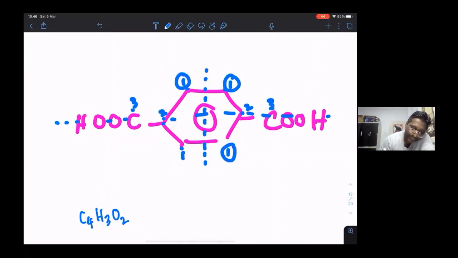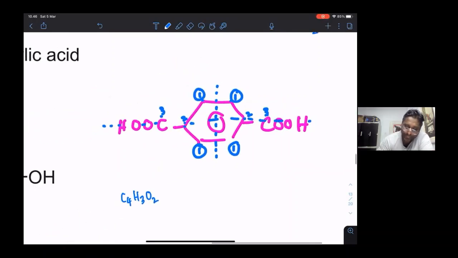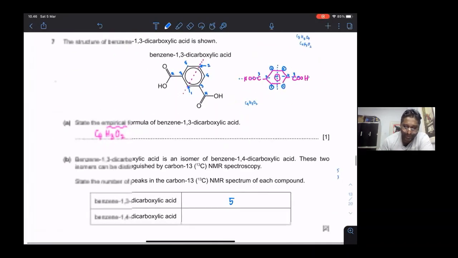Same and same. So 1, 2, and 3. So they have three carbon environments. Let me check again. This one is the same as this, this one should be the same as this, and this one should be the same as this. Yes, correct. So 3 carbon environments.